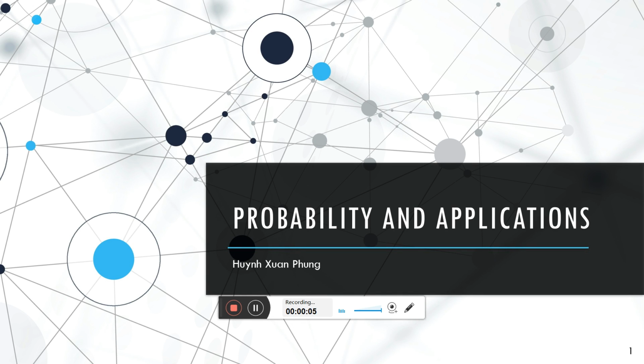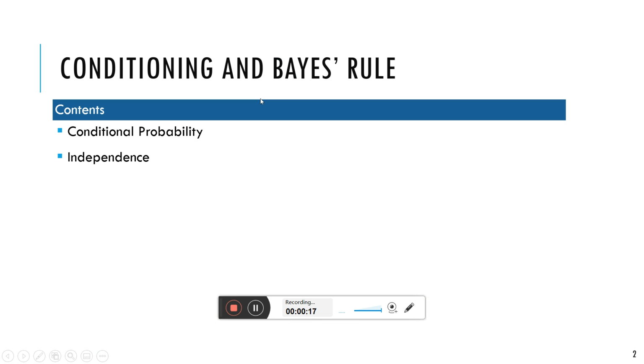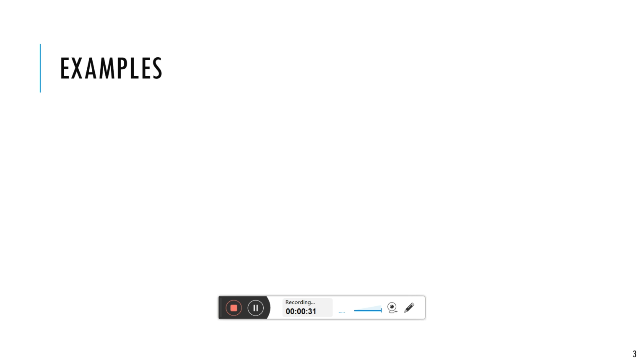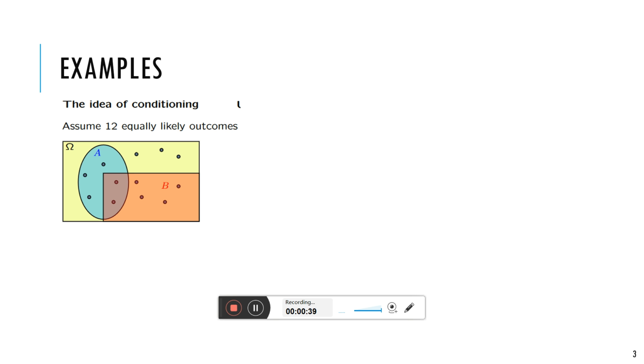A very spaces is very important for our class and for probability and applications. Today's topic is conditioning and Bayes' rule. In this, the two main topics are conditional probability and independence. Here I have an example to show us about the conditional probability.